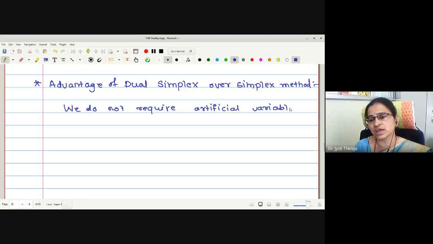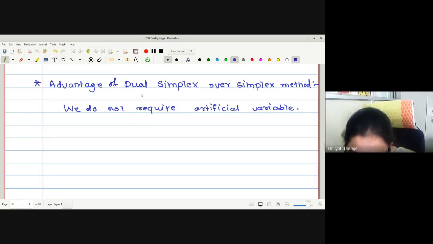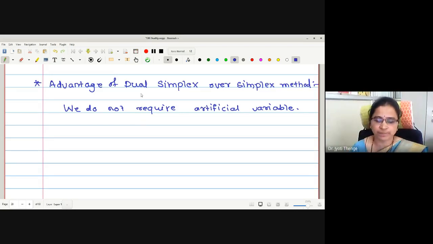Therefore, in the exam also, if it is asked to solve the LPP involving greater equal constraints and the method is not mentioned, I suggest solving by the dual simplex method instead of going by big M or two-phase method. Okay. And what is the difference?